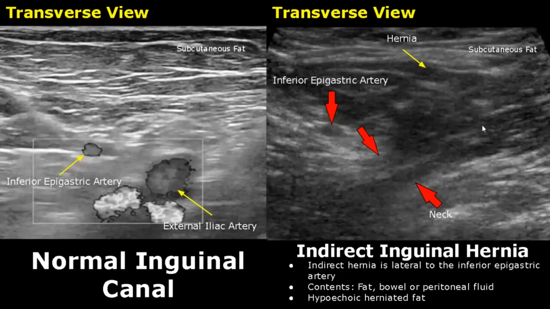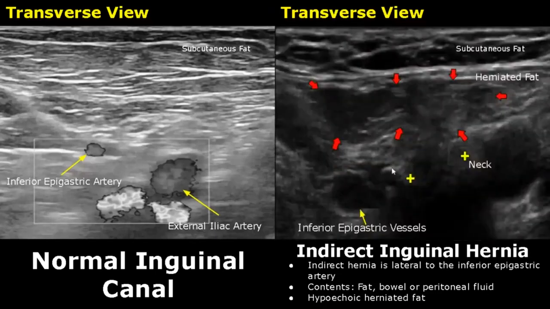Here is the neck of the hernia. The contents can be fat, bowel, or peritoneal fluid. In this case, we see hypoechoic herniated fat. This is another case of an indirect inguinal hernia. We see herniated fat lateral to the inferior epigastric vessels. This right here is the neck.